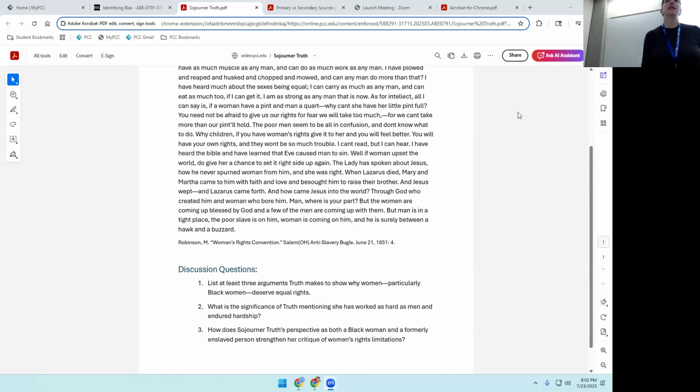Okay, anybody have any thoughts? What's one argument, one point that Truth is making? She can plow and reap the grass. Absolutely. So first she's coming at it from a physical standpoint. She's giving all the physical reasons why she is equal to men in terms of her power, in terms of what she needs to eat. It's a very physical perspective on equality.